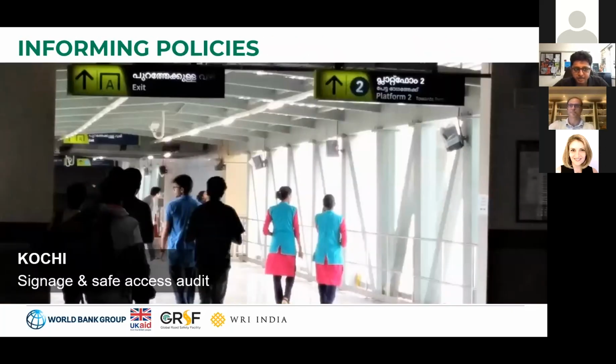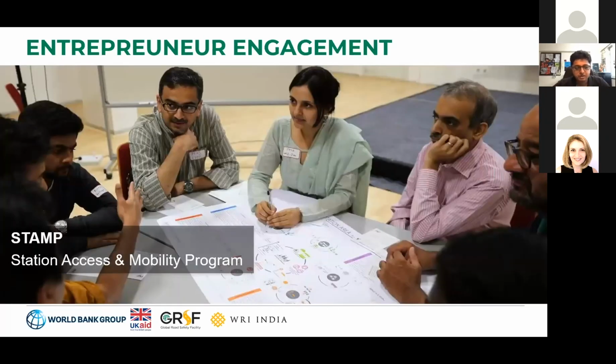At the same time, this led us to informing policies, where we did a signage audit for the Kochi Metro in terms of what has to be changed for better access of metro users in and around the metro station. Next one, Abhishek. And finally, also some entrepreneurial engagement, where we converted the solution to more tech-based solutions and tried to see how we could apply them, where the participants were entrepreneurs coming up with these tech-based solutions.